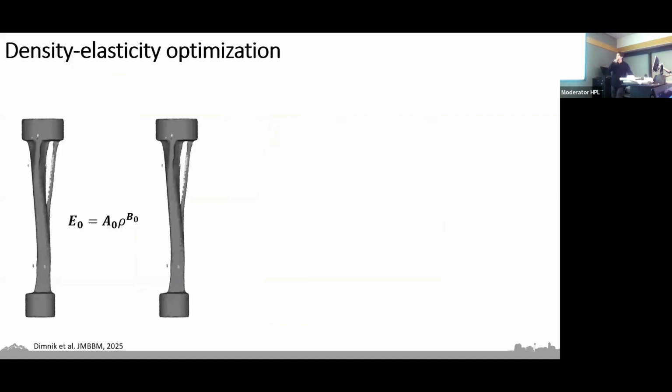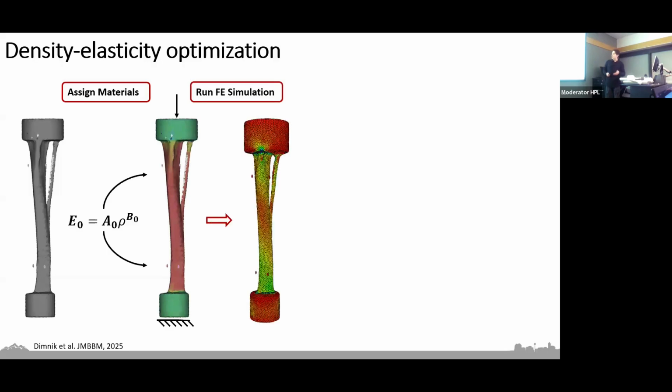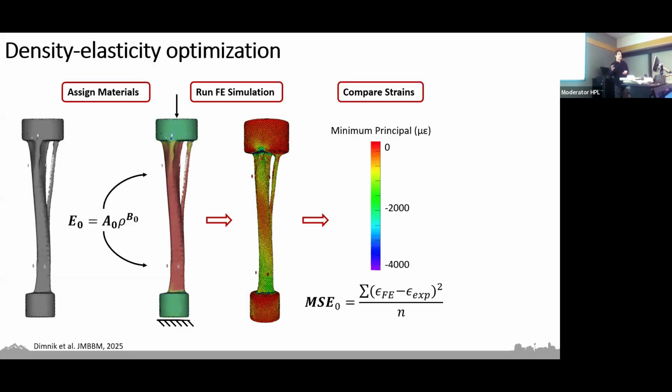So in order to determine this density elasticity relationship, we use an optimization process. I'll take you through what that looks like. We start with an initial guess for the values of A and B, and we use that to create our density elasticity relationship and assign those material properties to the bone. We can then determine our loading and boundary conditions and run our FE simulations to get strain predictions, and use those to compare back to the experimental measurements.